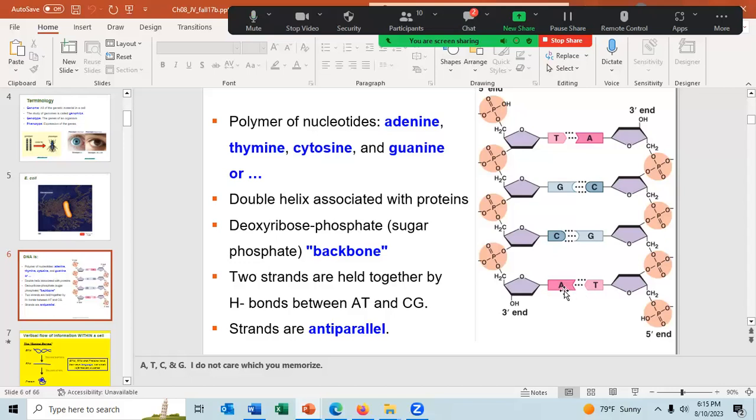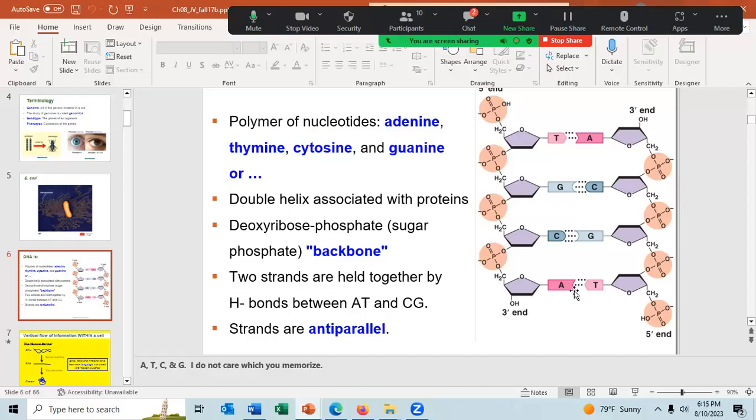A and T have two hydrogen bonds between them. G and C have three hydrogen bonds between them. So the two strands of DNA are only held together by hydrogen bonds. Each of these hydrogen bonds is weak and will break, at least at our body temperature, all the time.